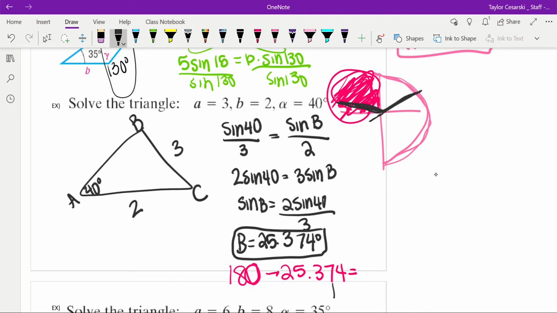So we get, let me actually do this, 180 minus 25.374, which is 154.626 degrees. So this is the other possibility, okay? Because this angle has a sine value of 2 sine 40 divided by 3, which is about 0.4, but our calculator will not give us that value. It'll only give us that 25 degrees, okay? I know this is a little bit kind of a weird concept to think about.